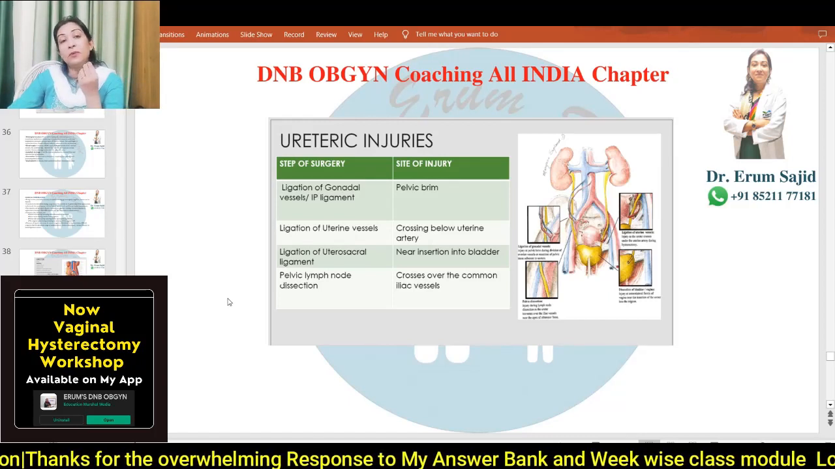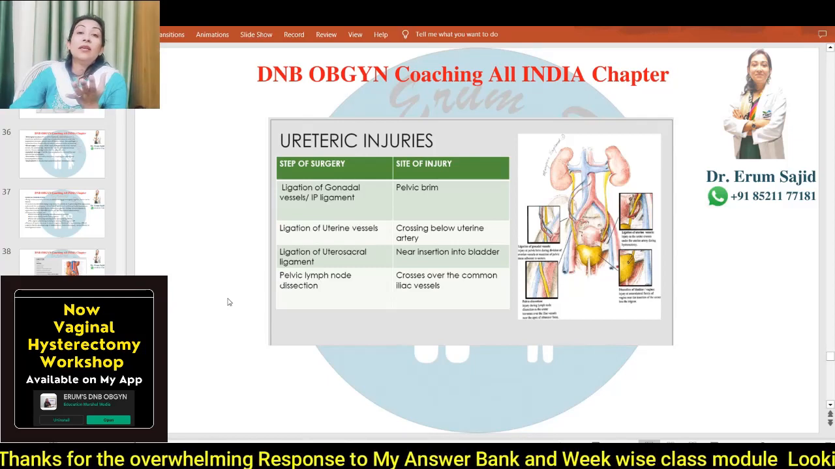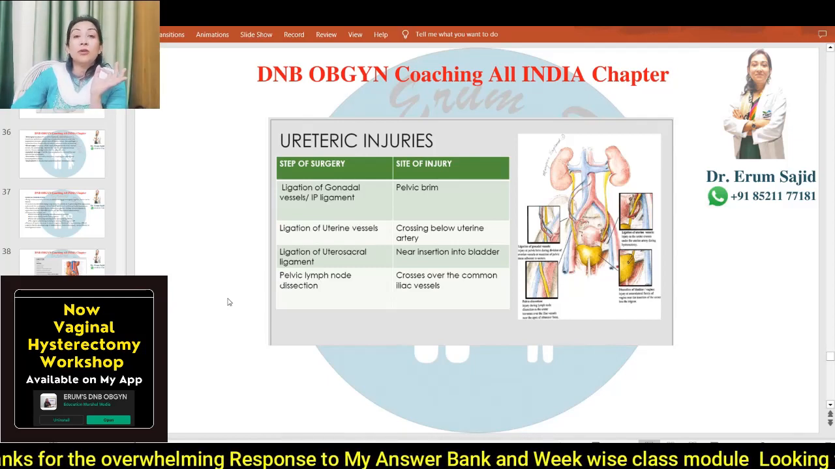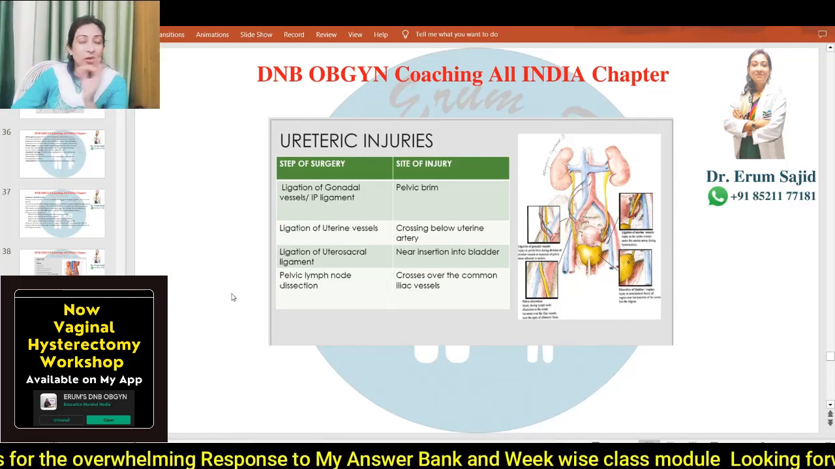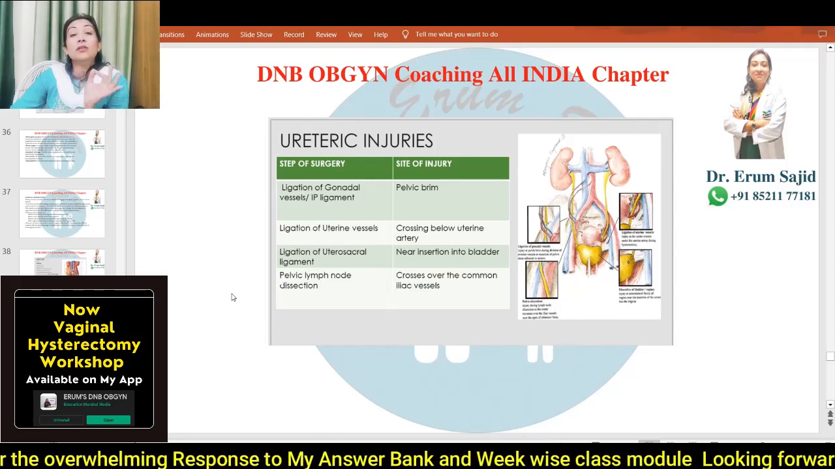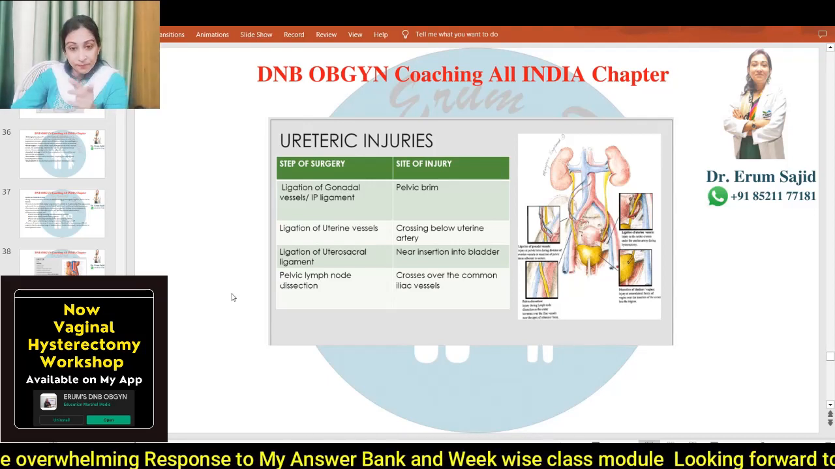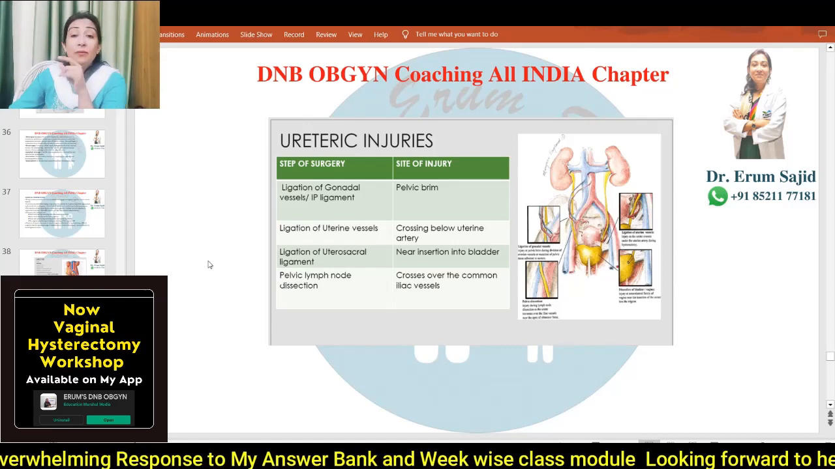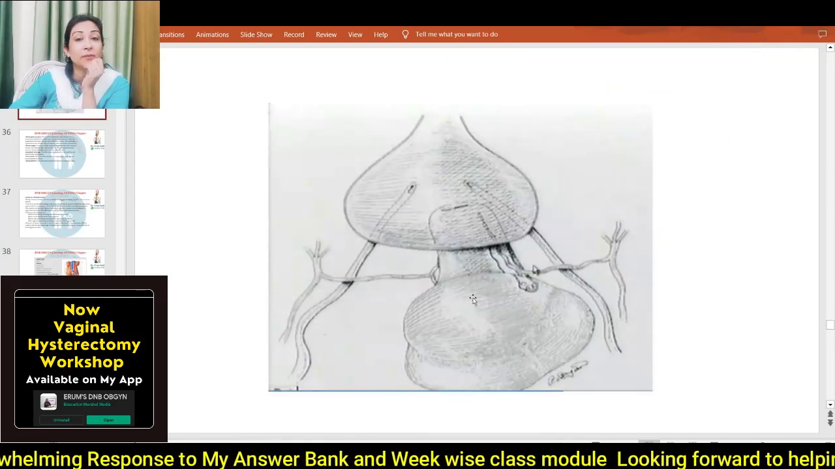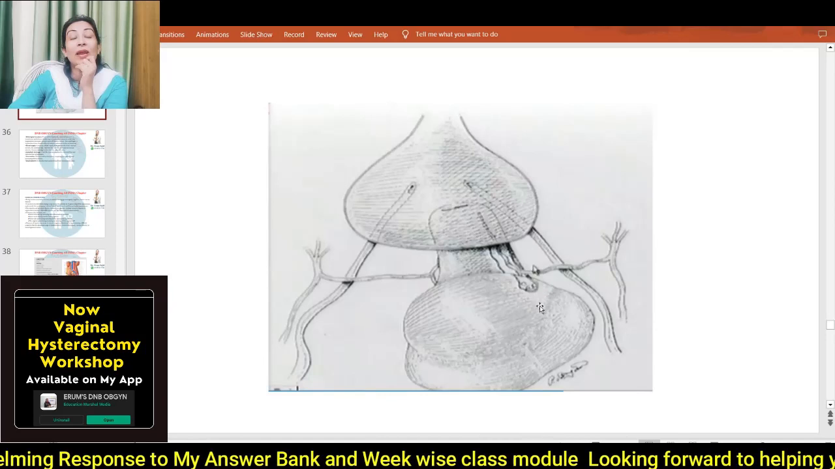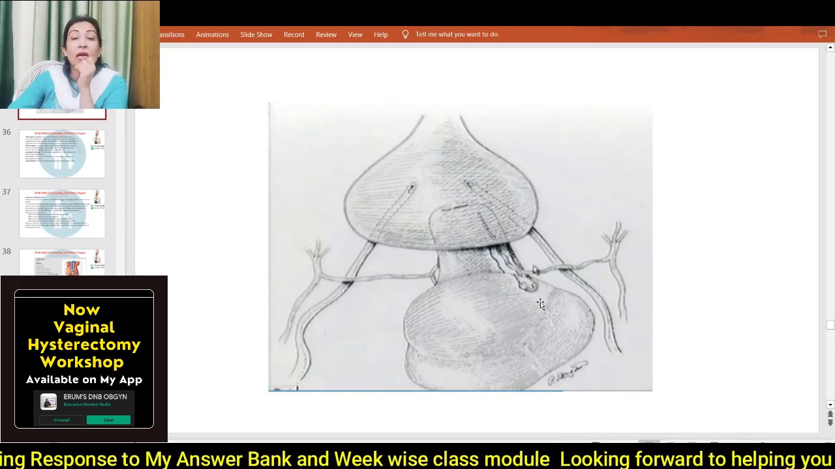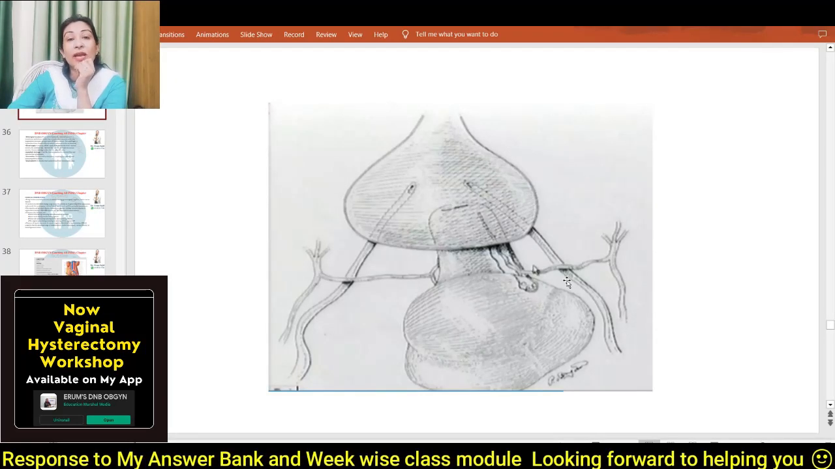I've been shouting my lungs out to you that at the time of uterine vessels, ureter injury is very, very common, right? Because it's crossing right below it. Let's see that figure as well here. So while you're ligating the uterine artery, a little overzealous attempt, and you'll catch the ureter.